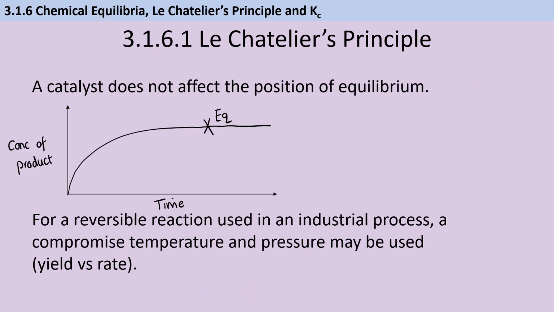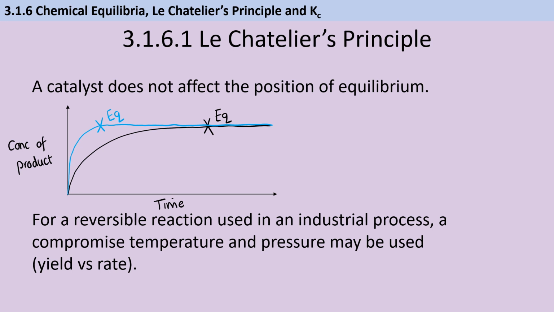Remember, adding a catalyst is not going to affect the position of equilibrium, so it's not going to affect how much product you make. The reason for this is that the forward and the reverse reactions are both going to be sped up by the same amount. What the catalyst will do is make the reaction happen faster, so it will reach equilibrium sooner, but the overall concentration of the product will be the same as it was before.